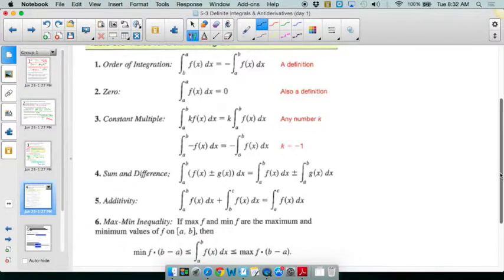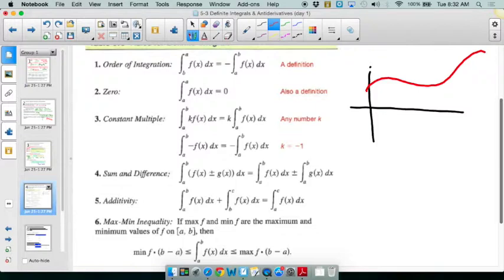What happens if I have a function and here's A? What happens if I start my integration here and I end my integration here? How much area is underneath the curve? Nothing. Right? I started and ended at the same location, so I've got no area accumulated under the curve.